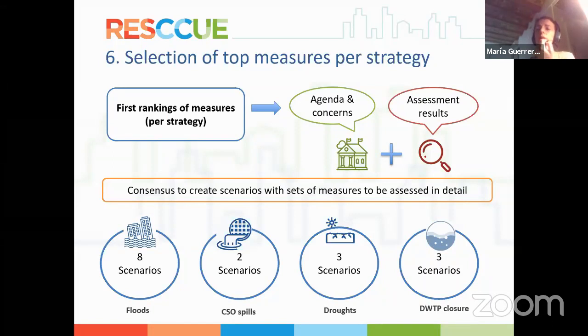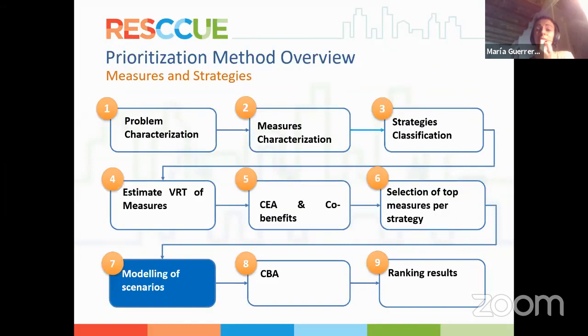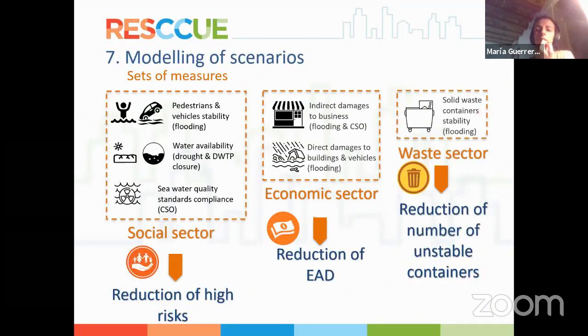As you can see, we analyzed the strategies for flood impacts, CSO spills, drought, and drinking water treatment plants closure with a different number of scenarios, which are at the end sets of measures, different combinations of measures to understand their impacts. We were lucky to have great experts within the RESCCUE project who carried out detailed modeling of the scenarios proposed.